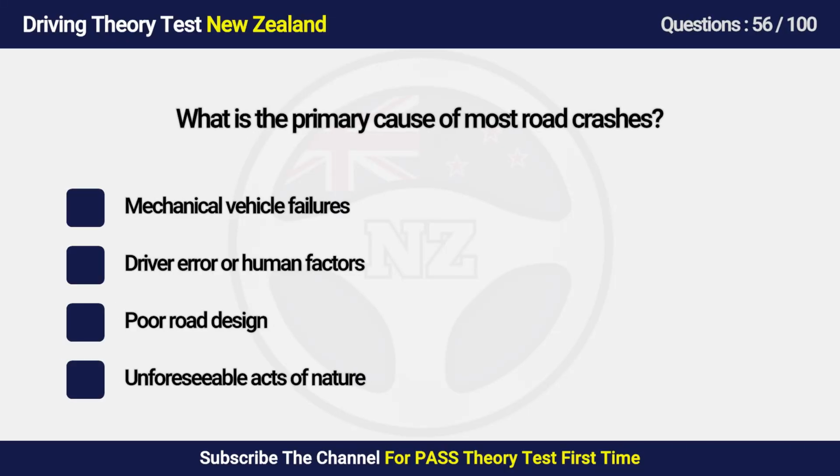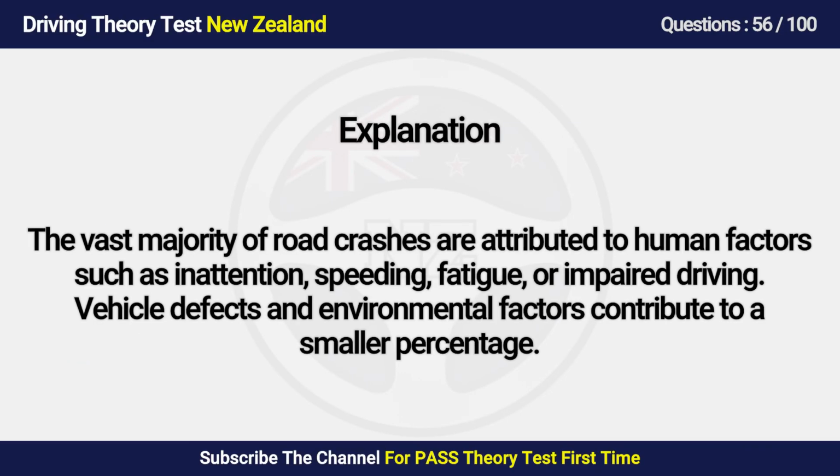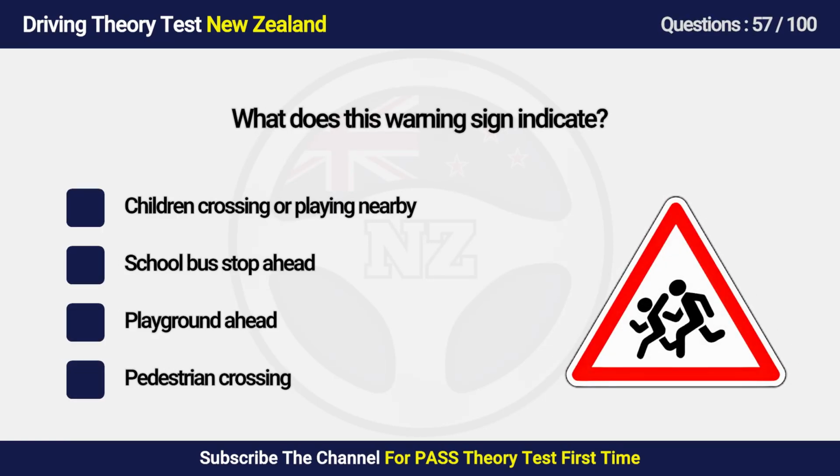What is the primary cause of most road crashes? A. Mechanical vehicle failures. B. Driver error or human factors. C. Poor road design. D. Unforeseeable acts of nature. Answers is B. Driver error or human factors. The vast majority of road crashes are attributed to human factors such as inattention, speeding, fatigue, or impaired driving. Vehicle defects and environmental factors contribute to a smaller percentage. Question 57. What does this warning sign indicate?